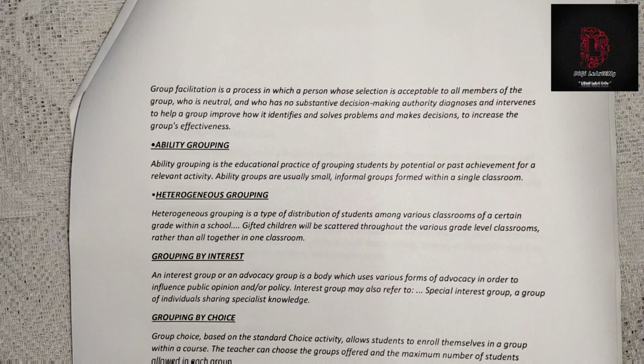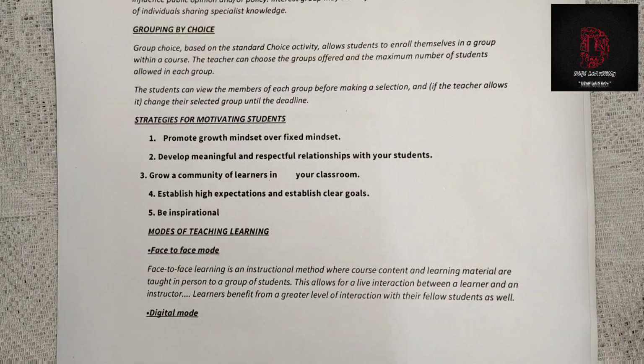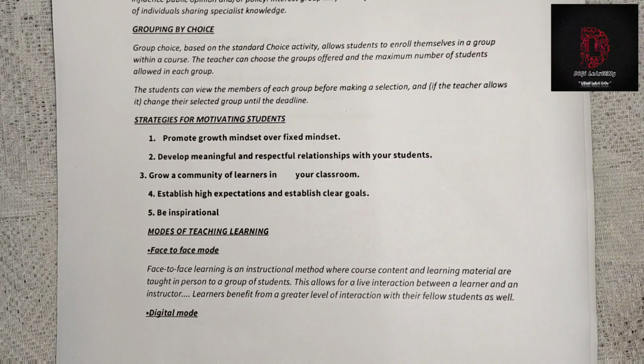Next is the grouping by choice. Group choice based on the standard choice activity allows students to enroll themselves in a group within a course. The teacher can choose the groups offered and the maximum number of students allowed in each group. The students can view the members of each group before making a selection, and if the teacher allows it, change their selected group until the deadline.